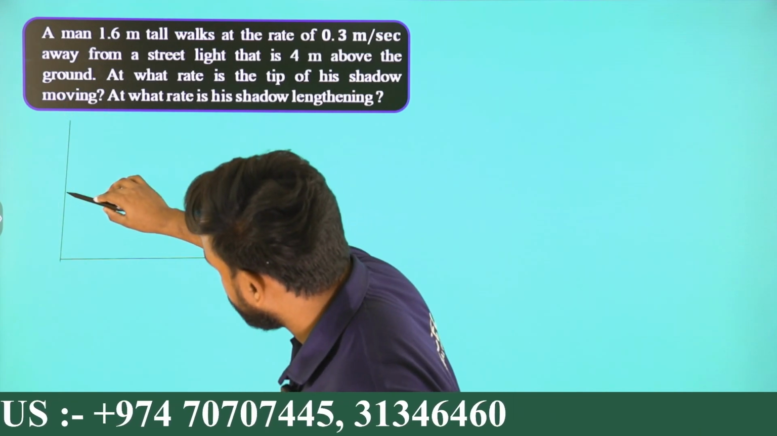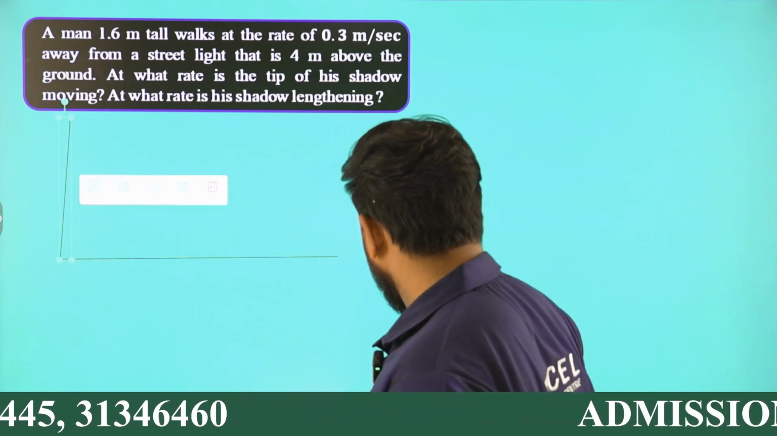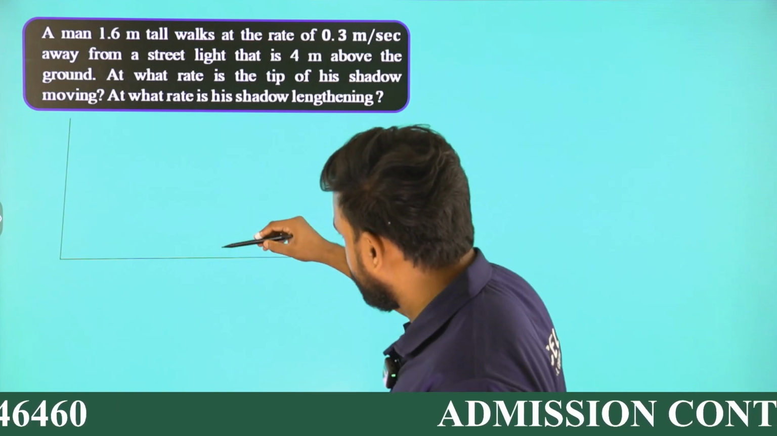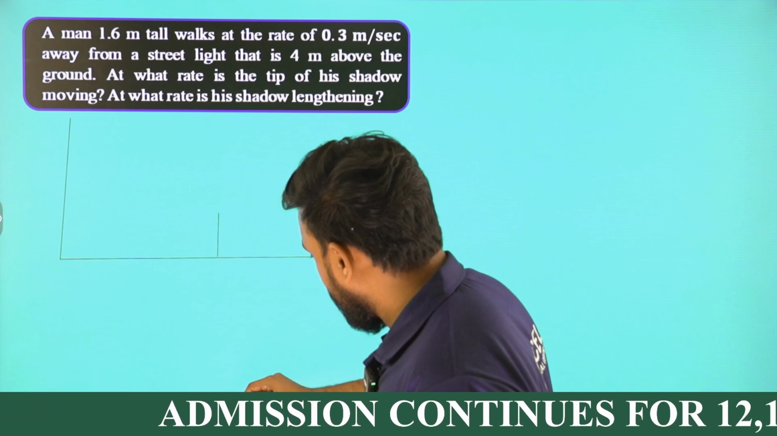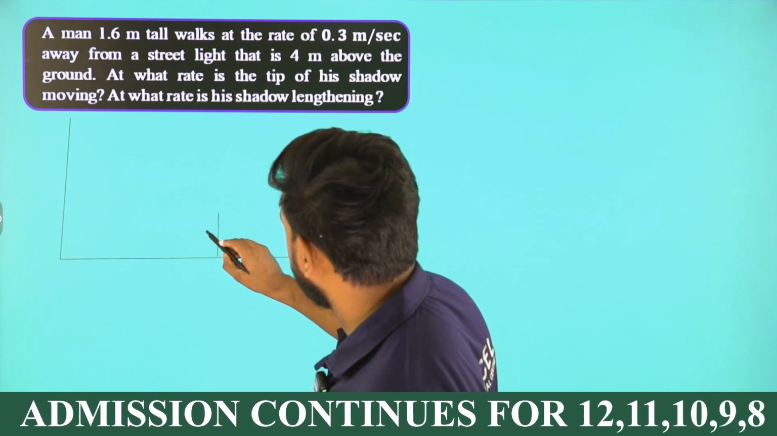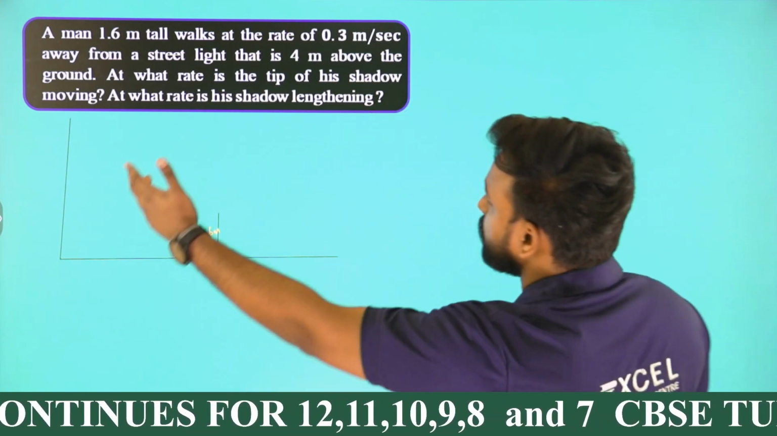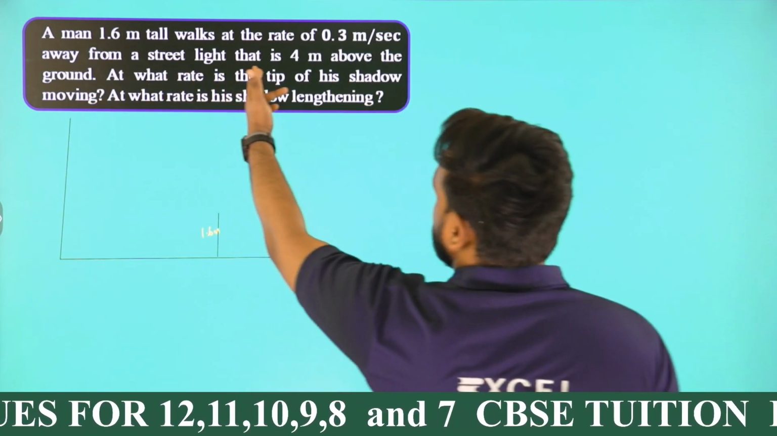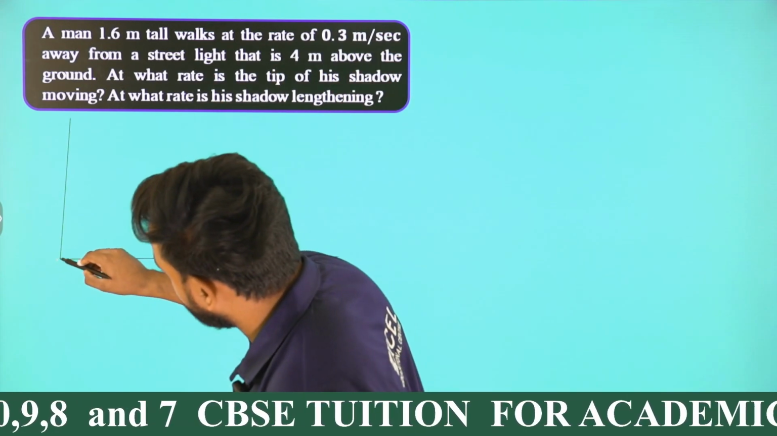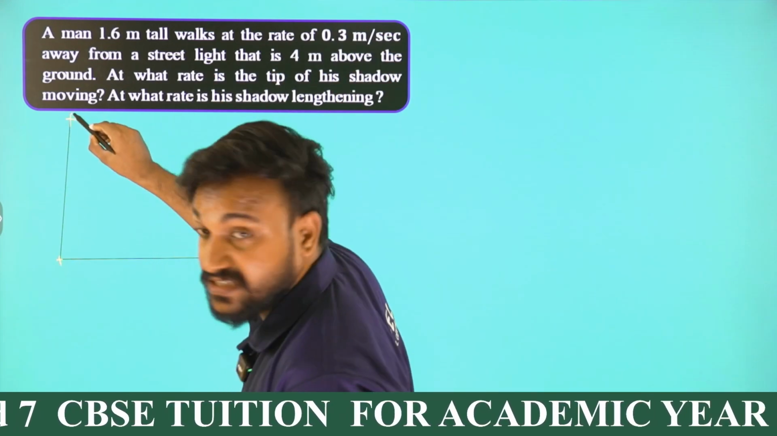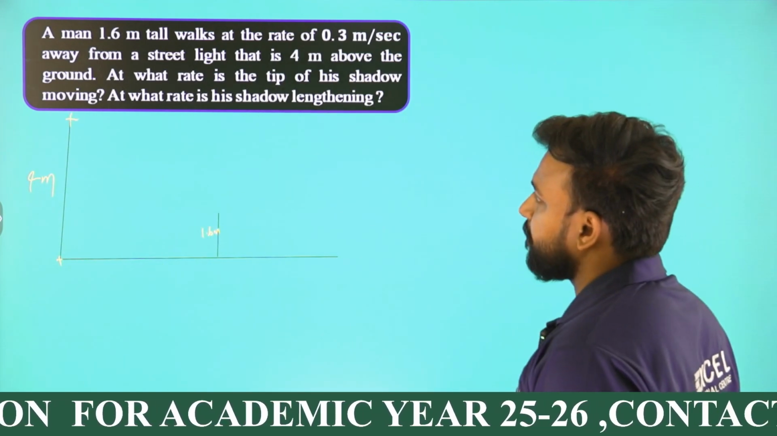and one man is walking away from the street light. So suppose maybe he reached here, and they have given the height of that man is 1.6 meters and walks away from the street light, that is 4 meter above the ground. So that means from this ground the street light is here 4 meter above. Ready?